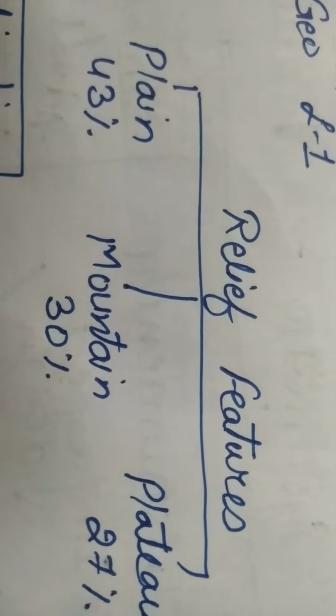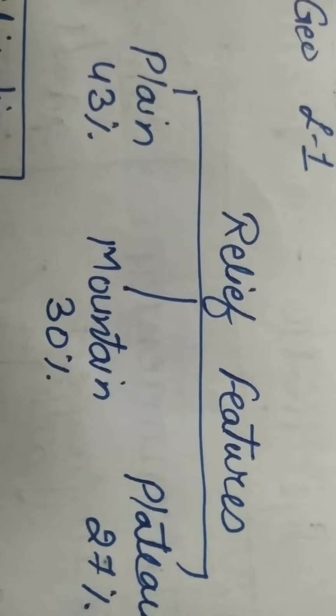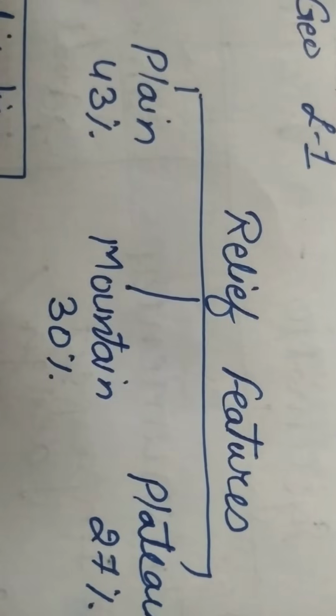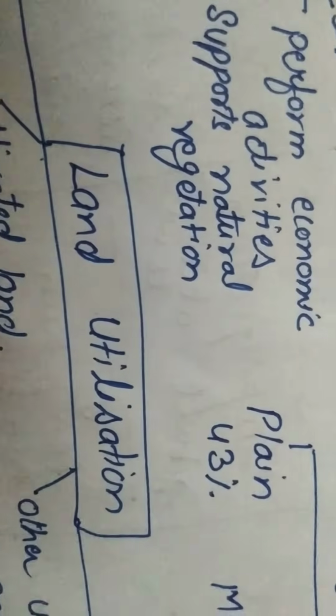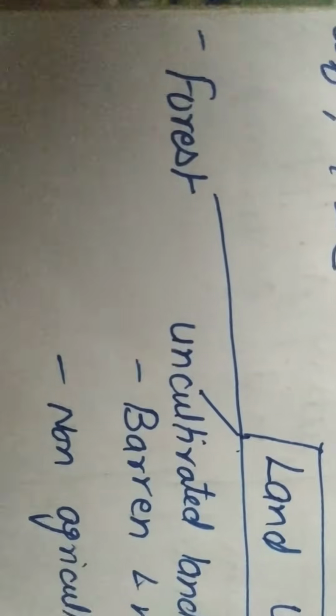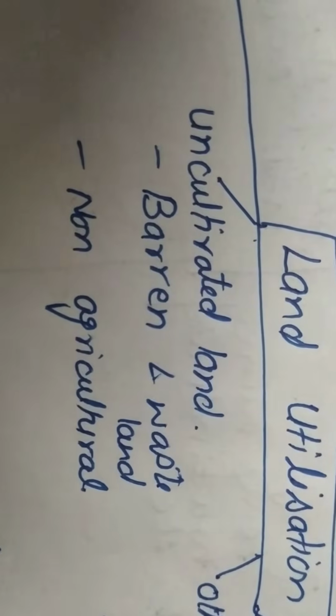Plain, the granary is found here. Mountain, the fresh water, and plateau, the storehouse of minerals. Let's see the various uses of land, where this land is used. Very firstly, the forest is there. Forest policy says that there should be 33% of forest, but it is not there. It is almost 22%.